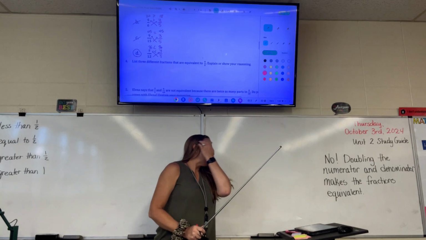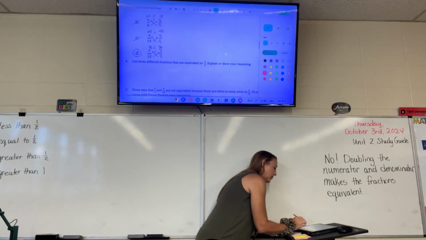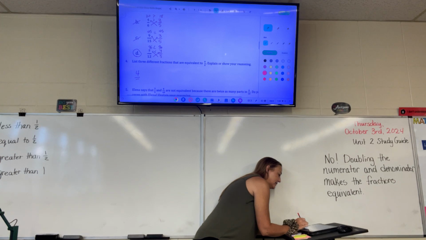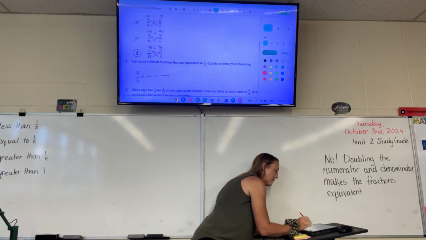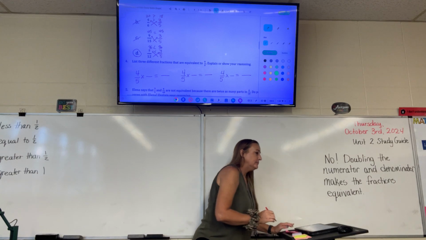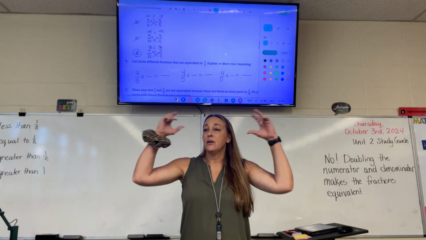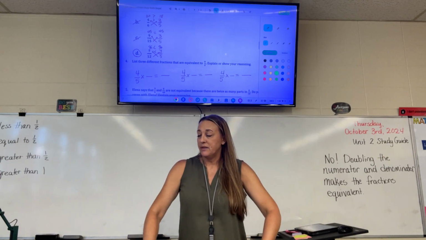All right. Next, it says list 3 different fractions that are equivalent to 4/5. Do this now. 4/5 times something equals a new fraction. Then write it again. 4/5 times something equals a new fraction. And 4/5 times something equals a new fraction. Now we need to plug those in. So we can multiply by whatever we want, as long as it's the same thing on top and bottom. Athena, what do you want to use?